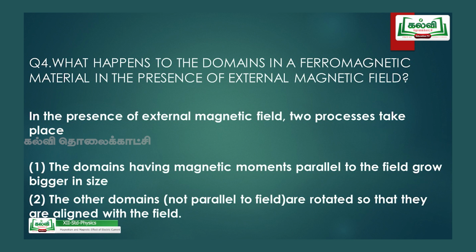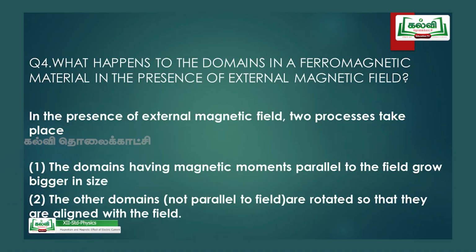Then, what happens to the domains in a ferromagnetic material in the presence of an external magnetic field? Here you can write 2 points. The domains having magnetic moments parallel to the field grow bigger in size, that is the first point. The second point is that the other domains which are not parallel will be rotated so that they are aligned along the field.